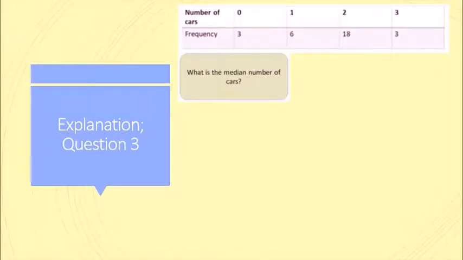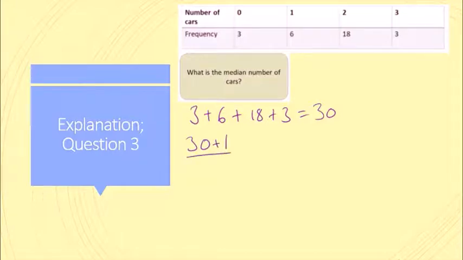So in total, there are 30 houses. If I add 30, add 1, divide by 2, that will give me 15.5, which tells me that the middle value will be the 15.5th value.